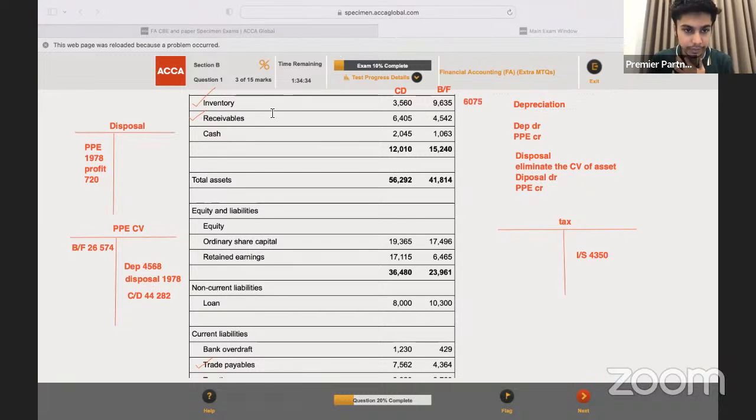Done. Okay, then, guys, over here, receivable is there, no? So that also, can you find the difference between these two? 4,542 minus 6,405. Right, 1,863. Next one, over here, trade payable. Find the difference, 4,364 minus 7,562. Done. So I'm getting 3,198.